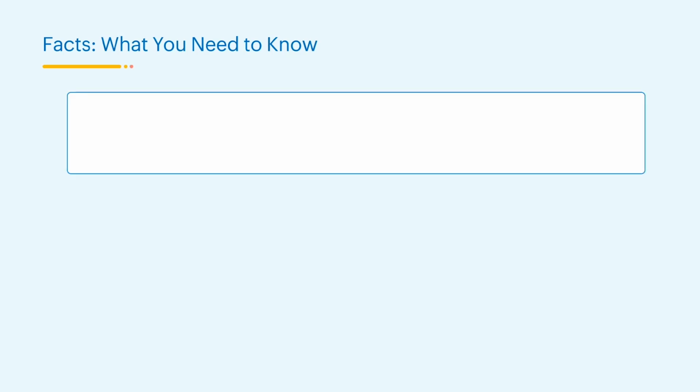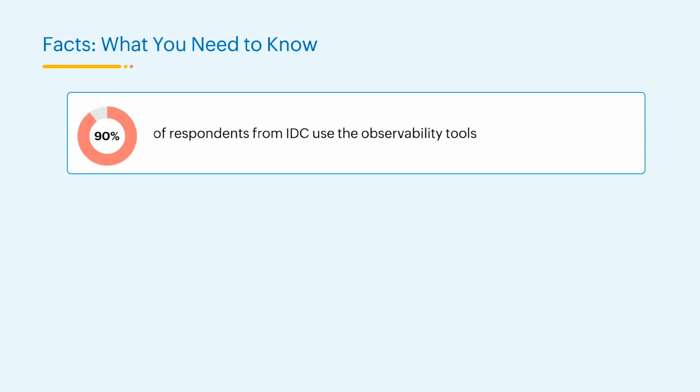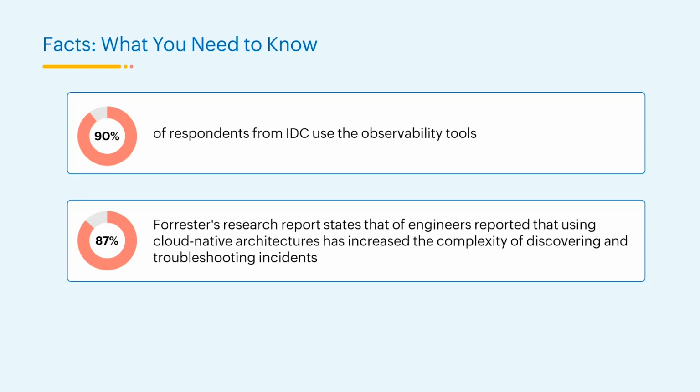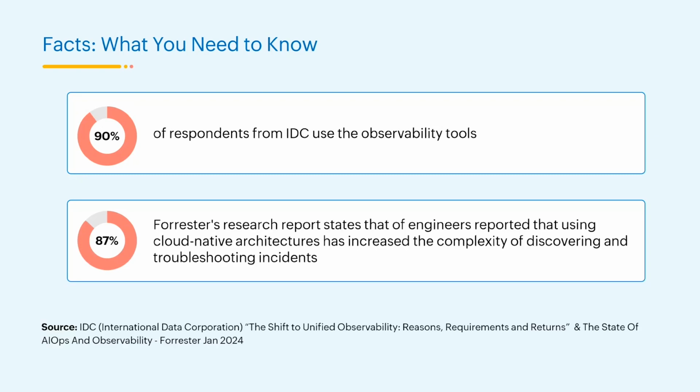Here are some recent facts gathered by trusted sources like International Data Corporation and Forrester. According to IDC, 90% of the respondents are currently using observability. This gives management deeper insight and drill-down information about their application. And the Forrester report states that 87% of engineers said that using cloud native architecture has increased the complexity of discovering and troubleshooting incidents.